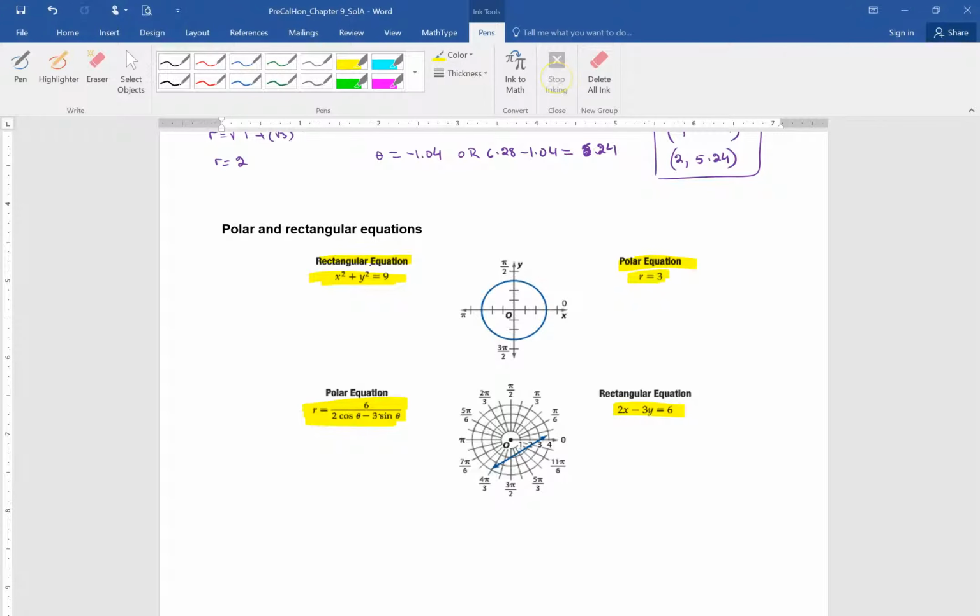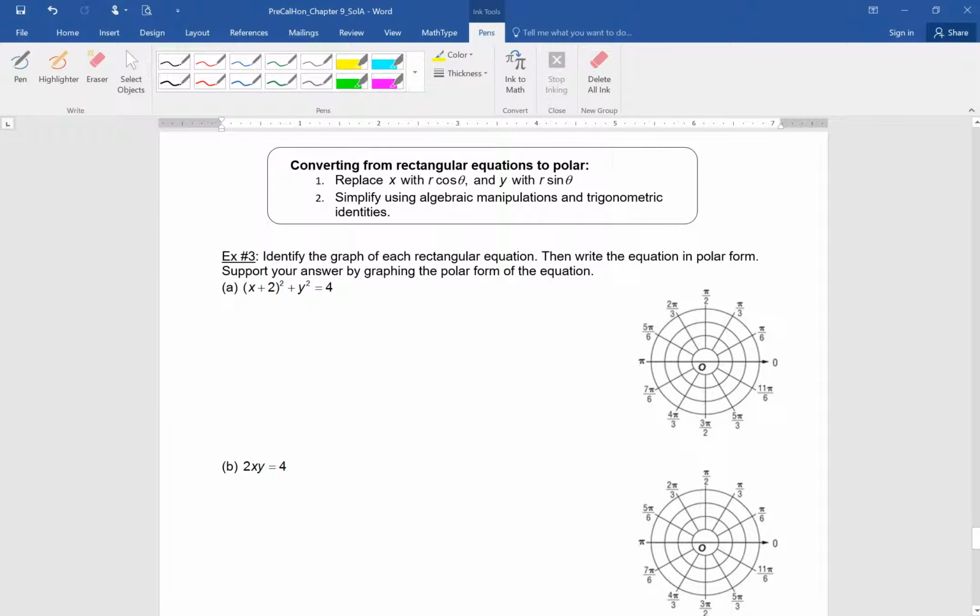So let's do our very first one. You'll see that it's a lot more straightforward than you feel. Here's the first one, going from rectangular to polar. This is more straightforward than the other case. So what you do is this: you replace x with r cosine theta, y with r sine theta, and then you just simplify. Very easy. Simple. Well, straightforward anyway.